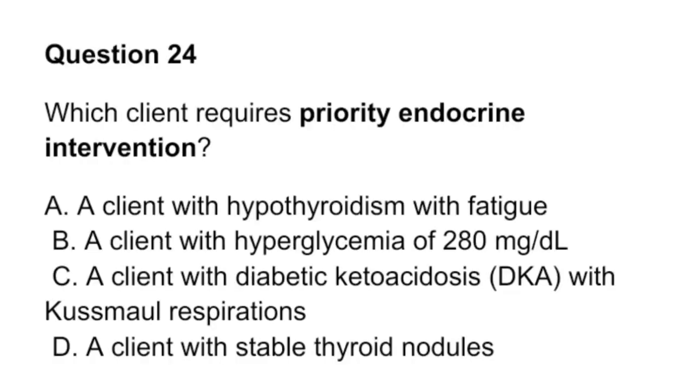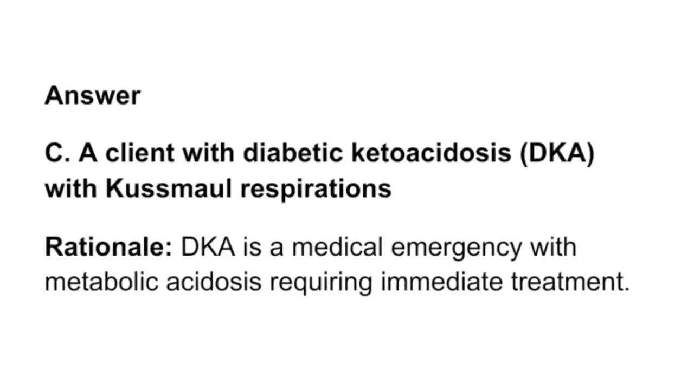Question 24. Which client requires priority endocrine intervention? A. A client with hypothyroidism with fatigue. B. A client with hyperglycemia of 280 milligrams per deciliter. C. A client with diabetic ketoacidosis with Kussmaul respirations. D. A client with stable thyroid nodules. Answer: C. A client with diabetic ketoacidosis with Kussmaul respirations. Rationale: DKA is a medical emergency with metabolic acidosis requiring immediate treatment.